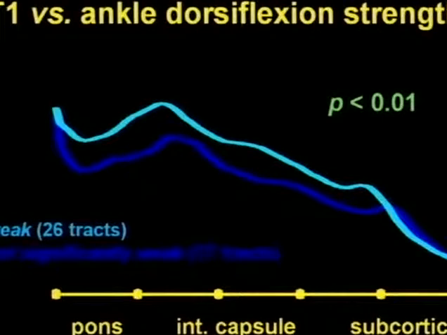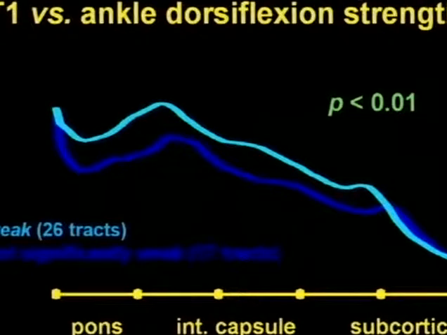And so here, for example, are two profiles of the T1 parameter of tissue in 26 tracts from patients who were weak and 17 from patients who were not significantly weak. That is, you couldn't distinguish their strength from the spectrum of healthy people of matched age and gender. And there's a significant difference between these two groups.